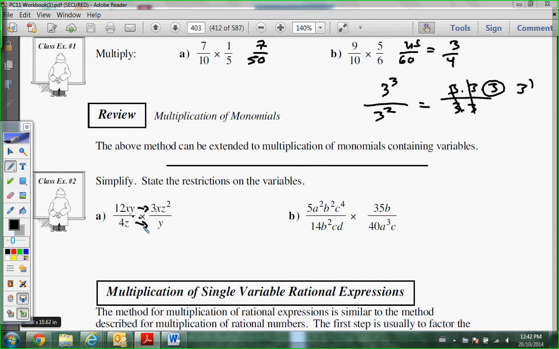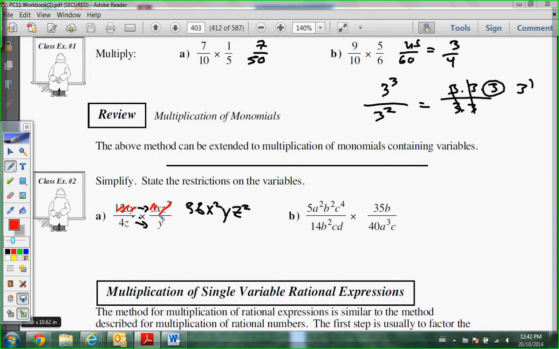Okay, so 12 times 3 is 36. x times x is x squared. y times, there's no other y, so it stays y. z squared, there's no other z, so it stays z squared. What's really important here, and I really believe this, is that as you do these things, there's a lot going on, so cross things off with your pencil. Here I did the x's, I did the y, and I did the z squared. So I've done all of it.